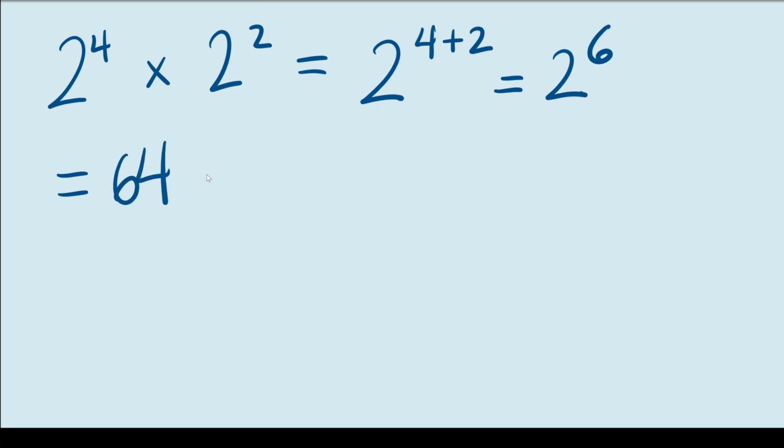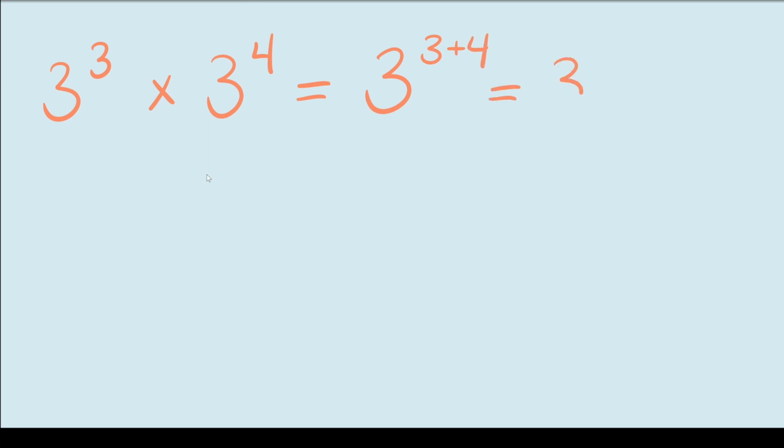Now let's prove it using the way we know best, which is just expanding. So let's work with the first term, 2 to the 4th power. I know that that's 16. Next, I'm going to multiply with 2 squared. 2 squared is just 2 times 2, which is 4. So now I have 16 times 4. That's 64. So there you go, 64. That's our answer. Let's do another question.